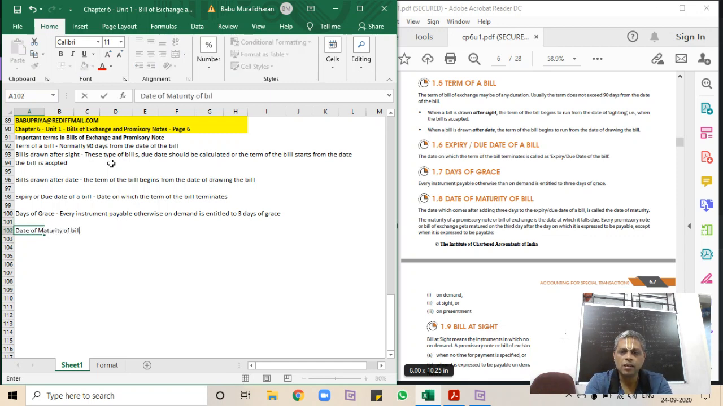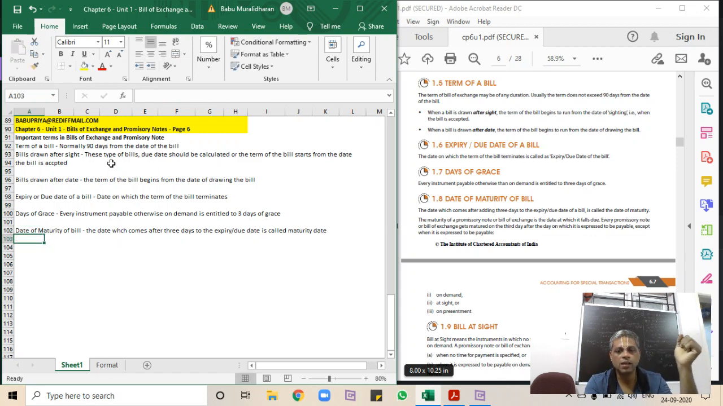The date of maturity of a bill is the date which comes after 3 days to the expiry or due date. It's called the maturity date, right? If the bill is due to be paid today, then 3 days are to be calculated, and the date of maturity will be after those 3 days, the grace period.